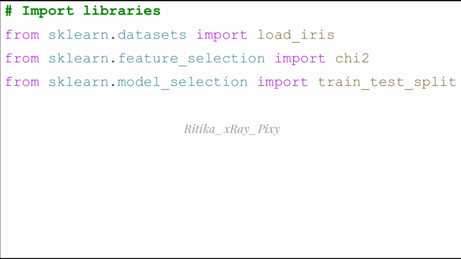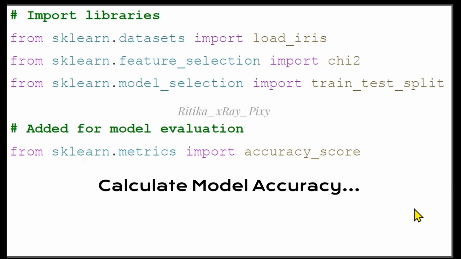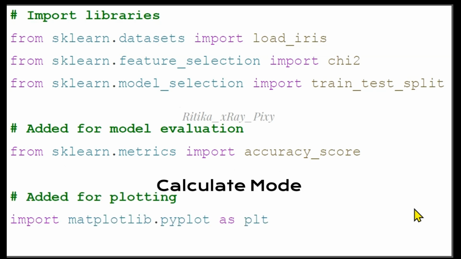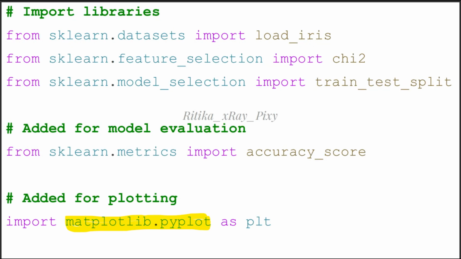This one is an optional step. We will just perform the feature selection. After that we will calculate the model accuracy. This one is also optional. Then you can see the last library we use here to plot the results. So we use the matplotlib library to plot the final results.